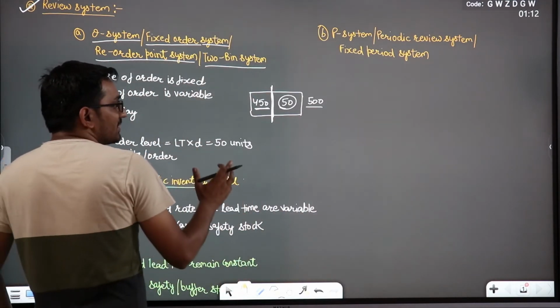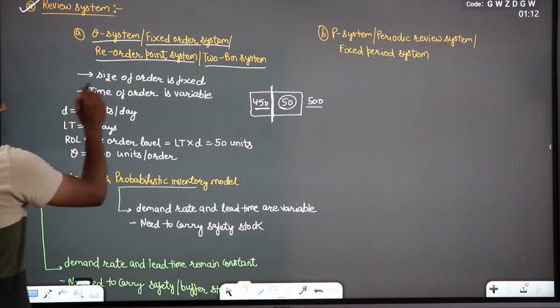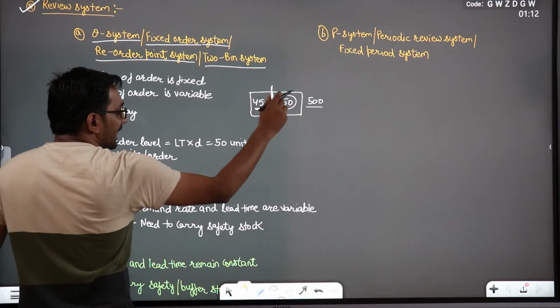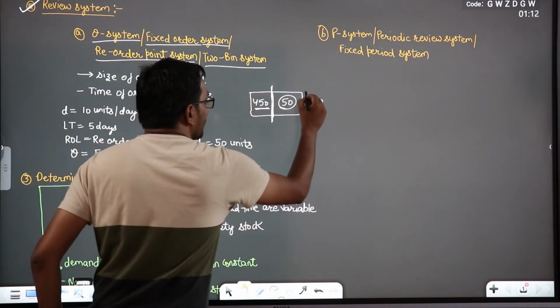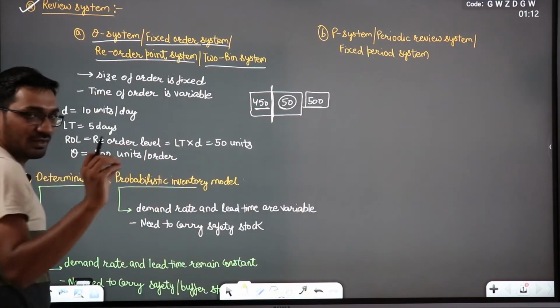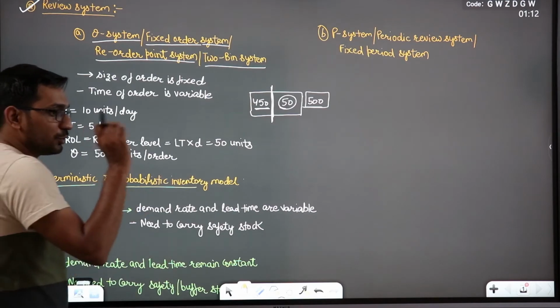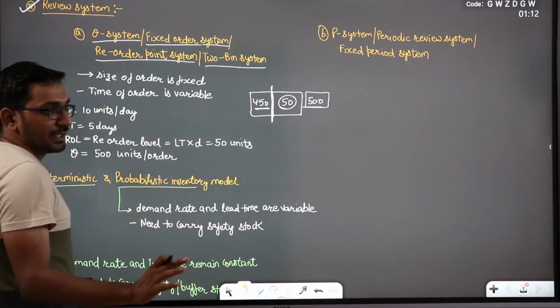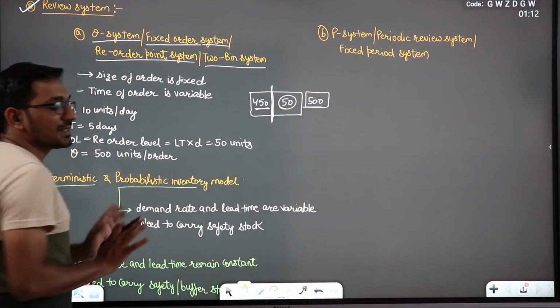So in this case, the reorder amount is fixed, right? The size of order is fixed: if you place an order, the order will be of 500 units. This order amount will be fixed at 500. You always plan for 500 units only. But when you place an order will depend upon the consumption rate.